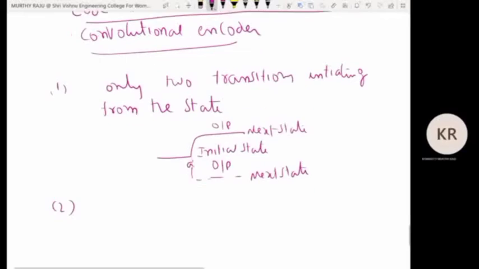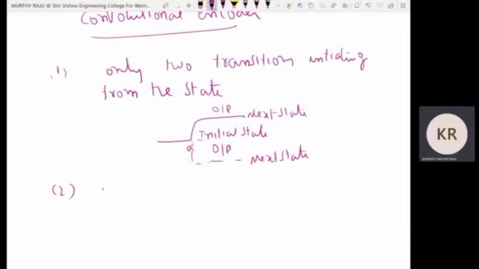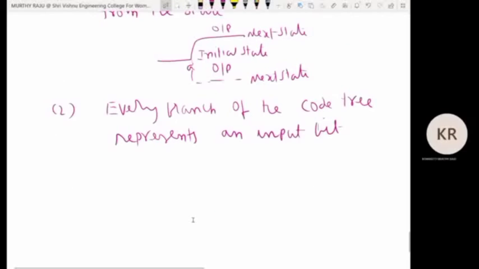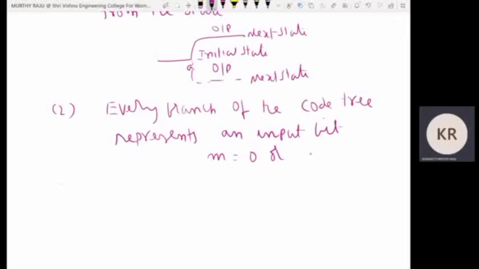Second one, every branch of the code tree represents an input bit. An input bit means M is either 0 or 1.